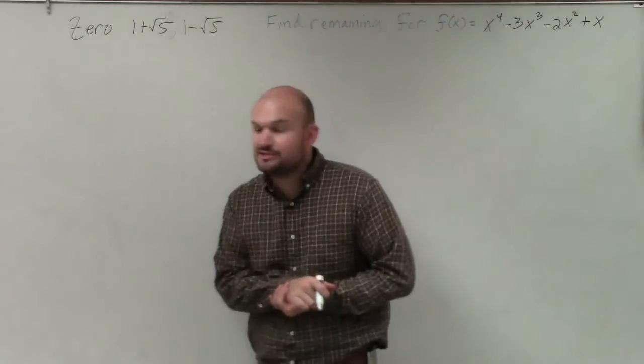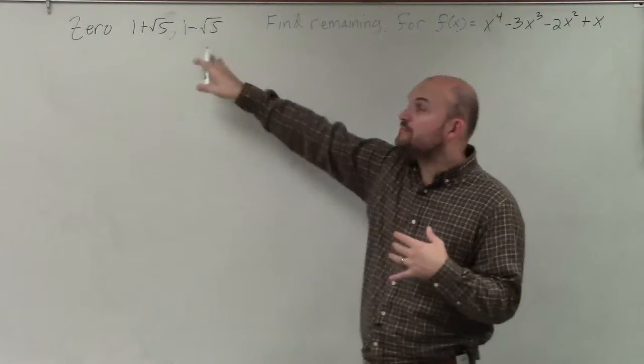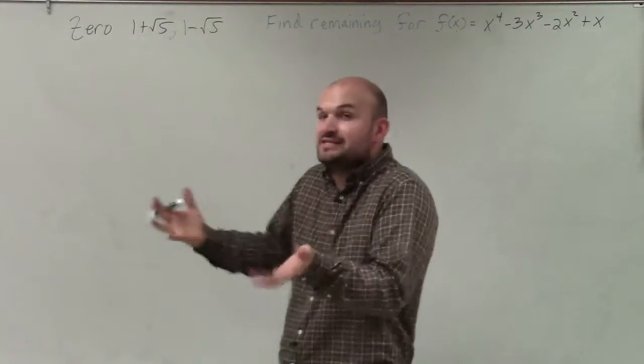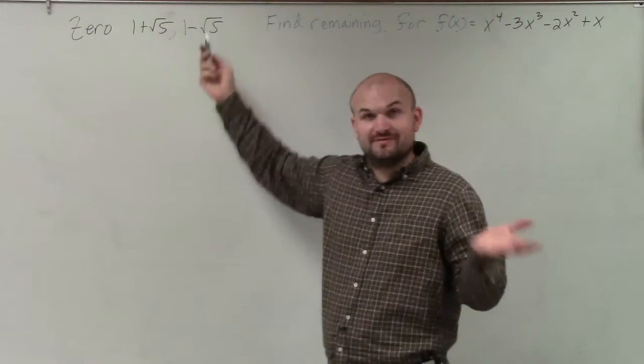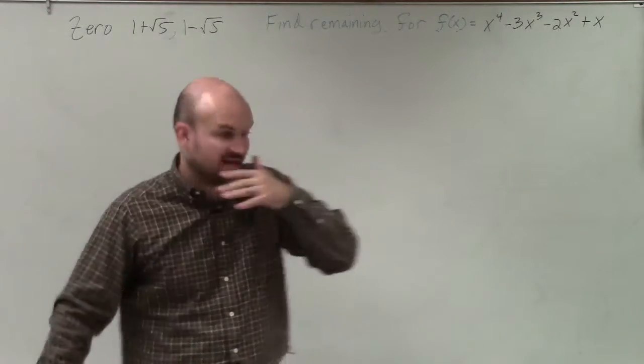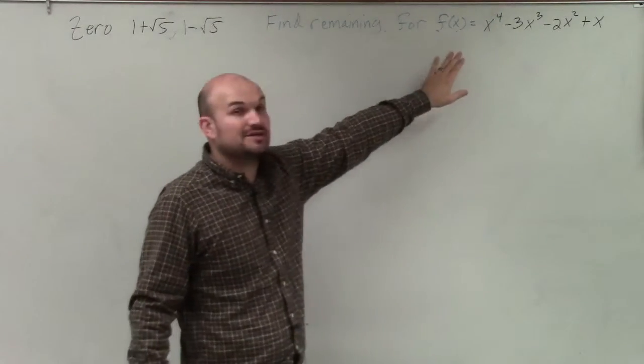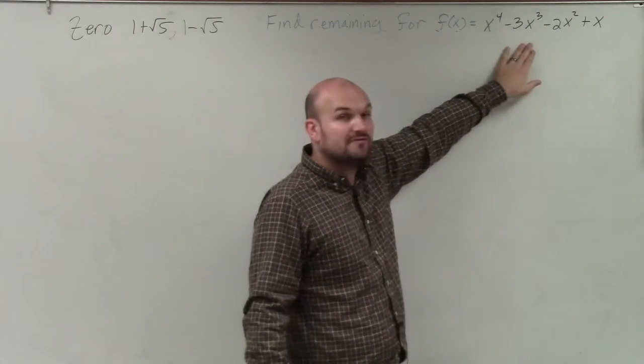Welcome, ladies and gentlemen. What I'd like to do is show you how to find all of the zeros when we are given two irrational zeros. You can see we have two irrational zeros, and we have the conjugate of them. We have the positive and the negative. And we want to be able to find the remainder of the zeros of this polynomial.